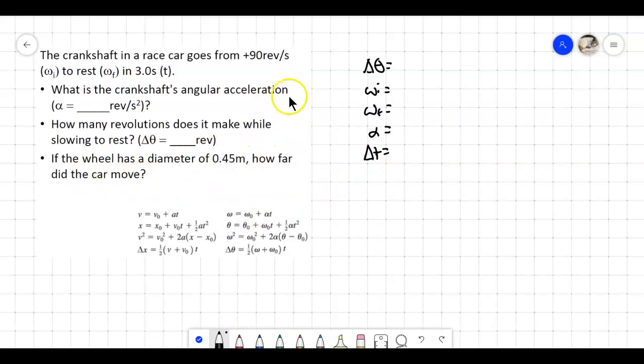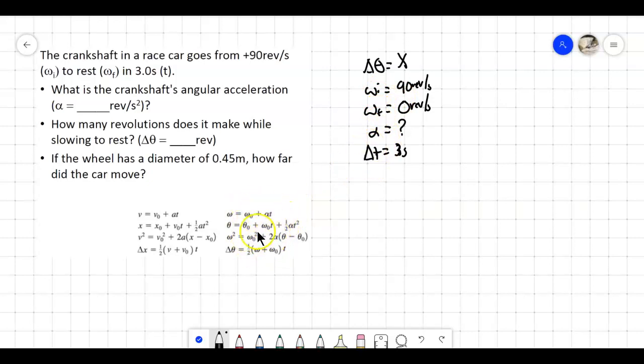All right. So let's see what we have here. You have a crankshaft that starts out at 90 revolutions per second and goes to rest. So that's going to be 0 revolutions per second over the period of 3 seconds. And they're initially asking for what is the angular acceleration. So right now we don't have delta theta. We're given an initial omega, a final omega, and time, and we want the angular acceleration.